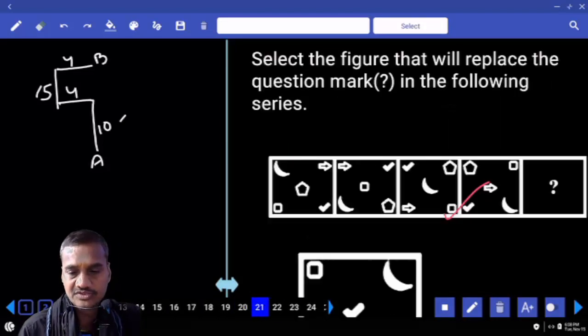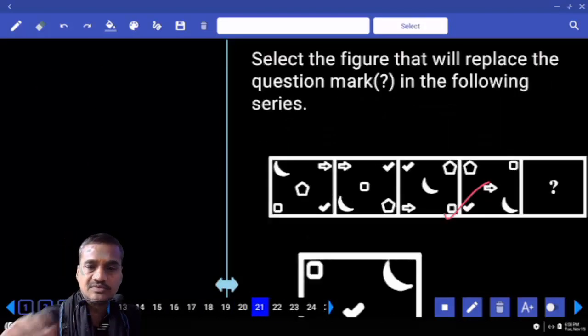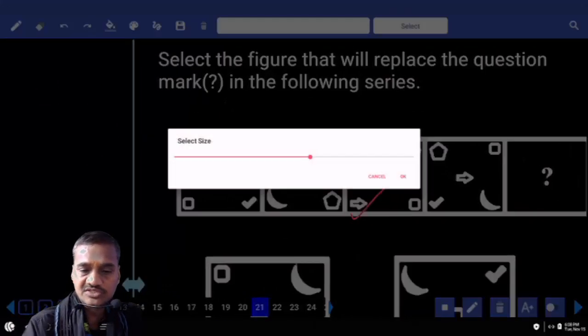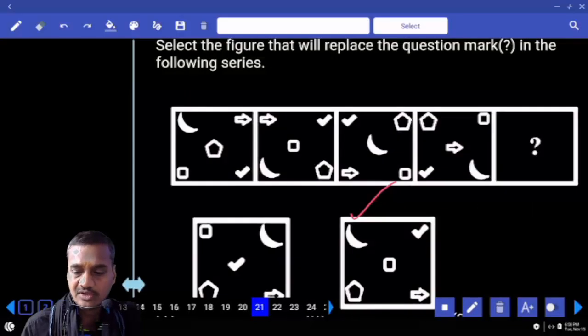The next one, 21st. Select the figure that will replace the question mark. That means it is based on series. Non-verbal series here.